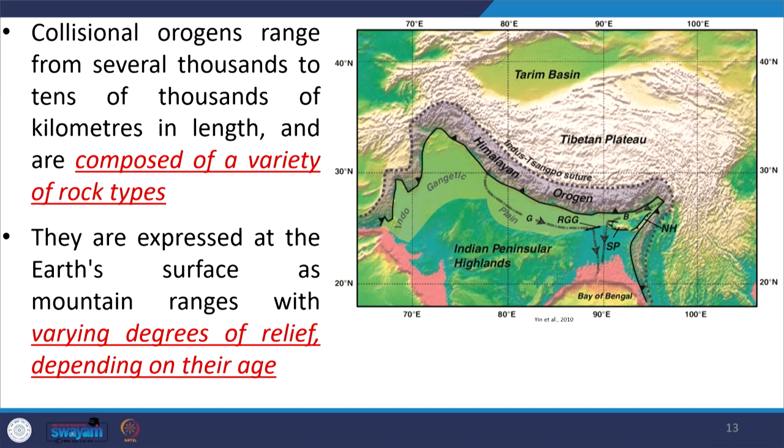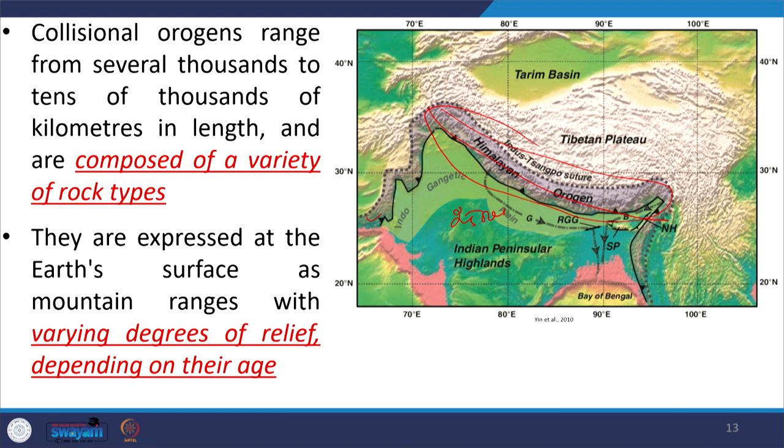Then collisional orogens range from several thousands to tens of thousands of kilometers in length and are composed of a variety of rock types. So, if you see this collisional orogen starting from here to here, it is around 2500 kilometers. And this 2500 kilometers is composed of a variety of rocks, with different degrees of metamorphism, different generations, and different degrees of deformation.